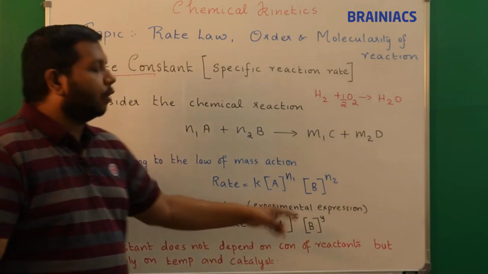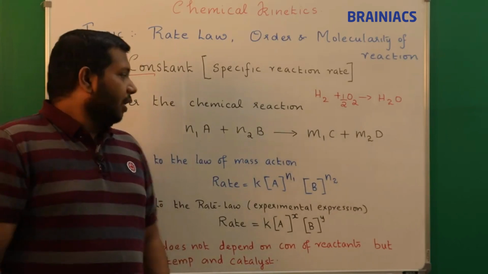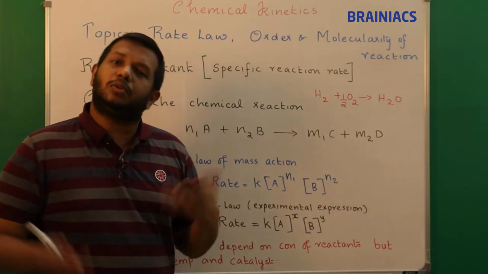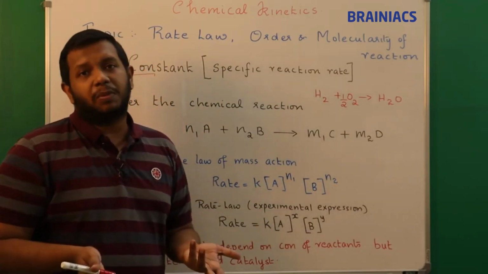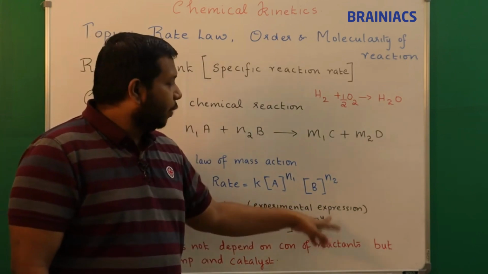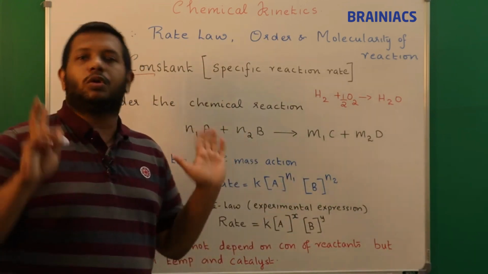Now the overall order of the reaction will be what? Actually x plus y. Understood? Now sometimes students may ask, sir, whether this x and y can be equal to n1 and n2. It can be, because it is an experimentally determined quantity. Sometimes x can be equal to n1, y can be equal to n2, or it may not be equal. It can be equal or not equal.